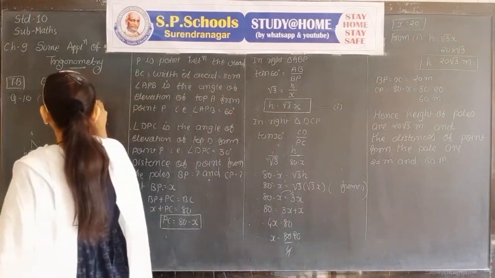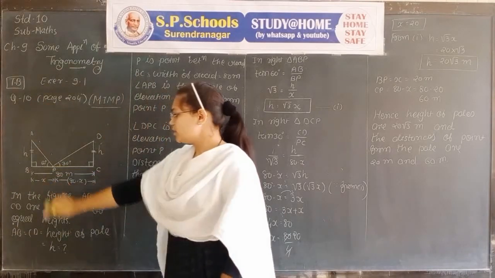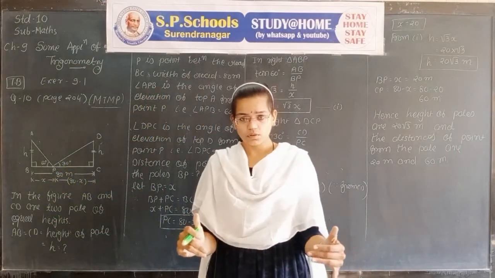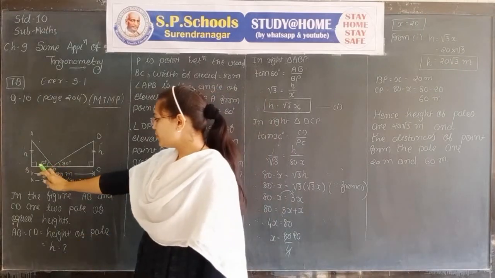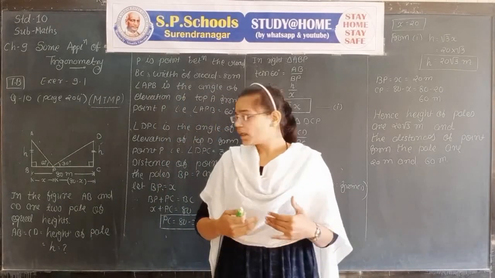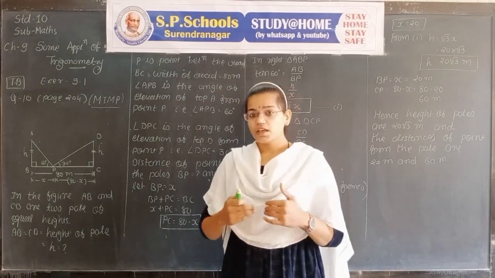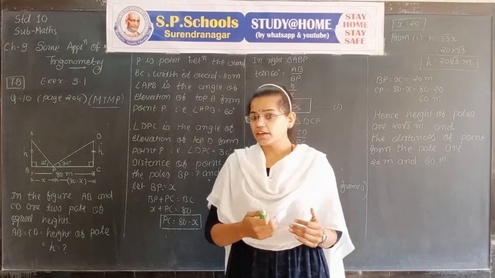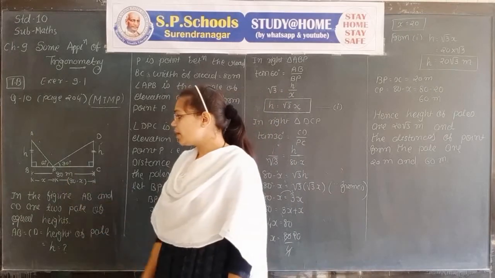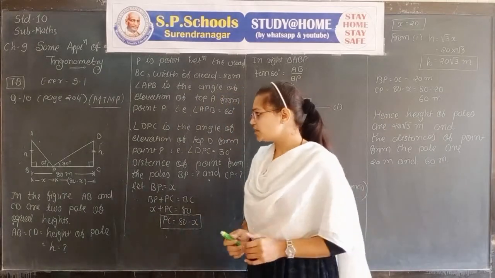Question number 10 is the most important sum, so keep in mind P is not the midpoint of BC, but point P lies between the road. Okay, got it? Very well. And keep in mind how to put angles here. Whenever you go far from the angle of 90 degree, the angle is smaller, and whenever you come to the 90 degree, the angle becomes larger. Keep in mind the relation between 90 degree and the angle other than 90 degree.